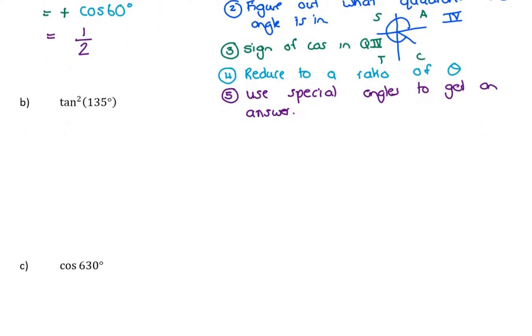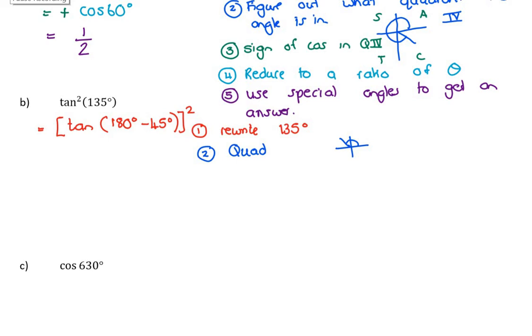Right, so let's look at the next one. Tan squared of 135. So what's my first step? My first step is I need to rewrite 135 degrees. So I'm going to use a bracket now, because I know I'm squaring and it's easier to use a bracket. I'm going to rewrite 135 as 180 degrees minus 45 degrees. And I'm squaring this. My next step is to figure out my quadrant. So 180 minus 45 would be in quadrant 2. My third step would be to look at the sign. If you're talking about quadrant 2, I'm looking at tan in quadrant 2. And tan in quadrant 2 is negative.